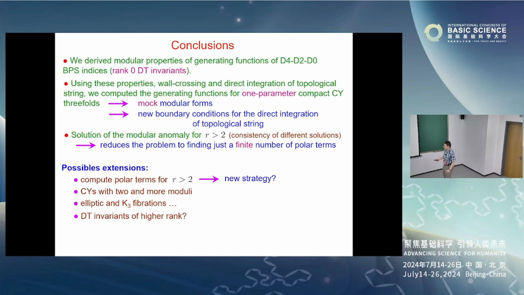So then, I presented results for Calabi-Yaus with one Kähler modulus, but it's very easy to generalize them to an arbitrary number of moduli. So maybe it's worth considering some concrete examples and trying to compute them. Well, one can consider degenerate cases, which correspond to elliptic K3 fibrations. Some of these were partially presented by Boris. Part of the problem was addressed, but there are more things to study even in this case. And maybe one can say also something about DT invariants for higher ranks. That would be really interesting. So let me stop here, and thank you very much for your attention.